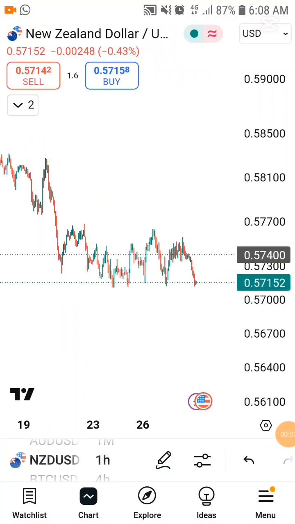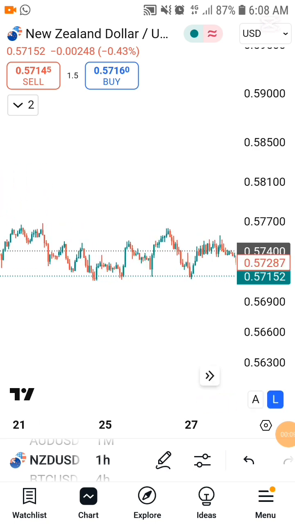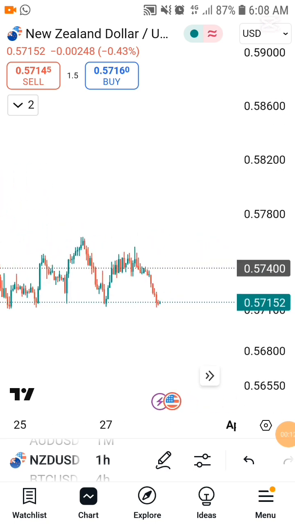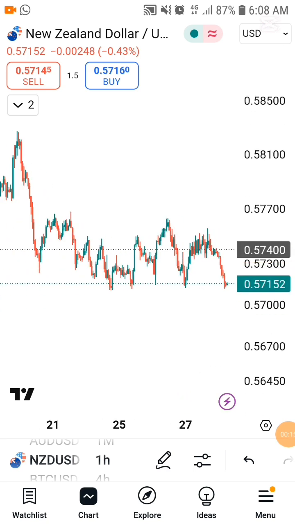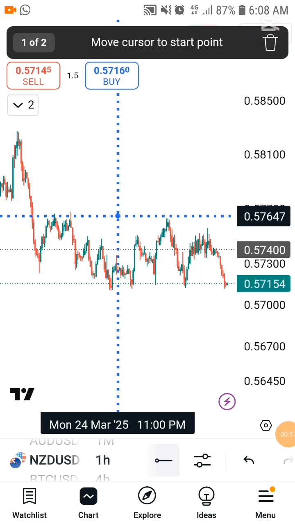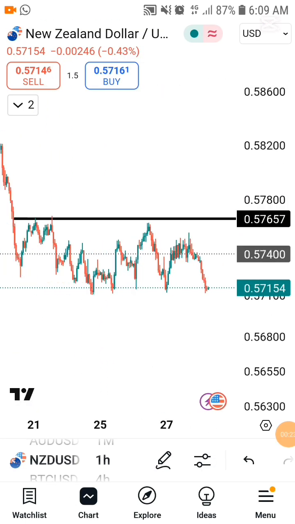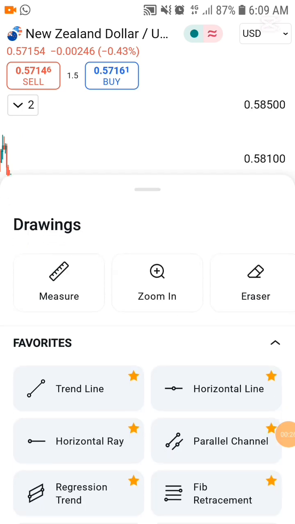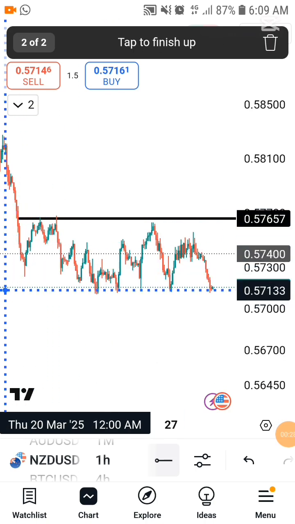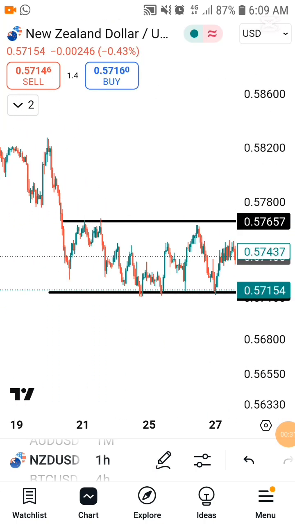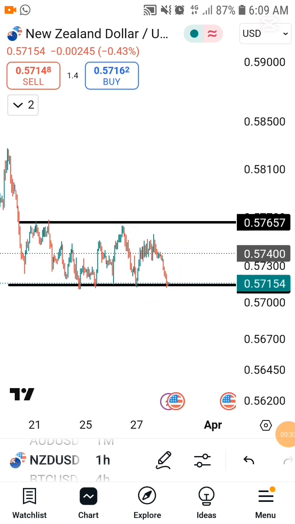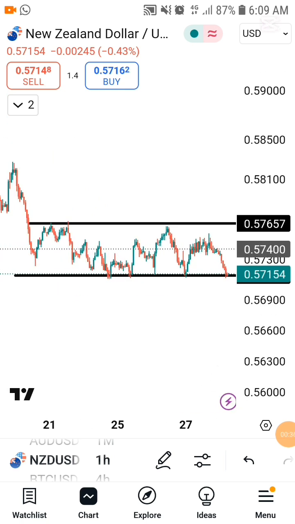This is NZD/USD and this is live analysis. As you can see, NZD/USD has been consolidating for almost 2 weeks now. So it doesn't have a specific direction. This is where this market is currently. It has been in this range.